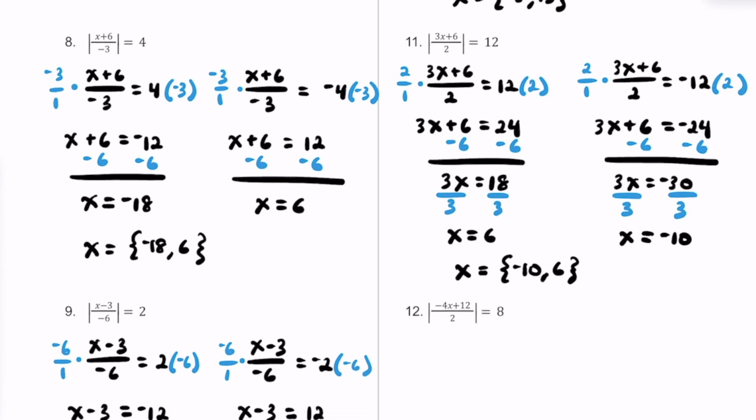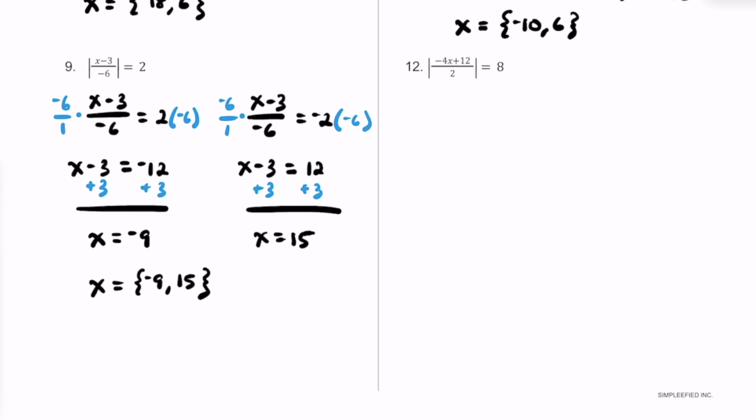All right, here is one final example, number 12. In this case, it's very similar to the last few, we just have a negative coefficient though. So we have this negative 4x plus 12 divided by 2 has to be equal to 8, or has to be 8 away from 0. So let's go ahead and set this equal to 8, but also let's set it equal to the opposite of 8 as well, because negative 8 is also 8 away from 0.